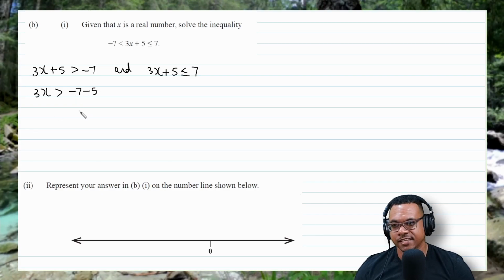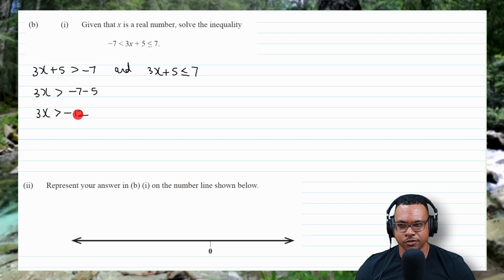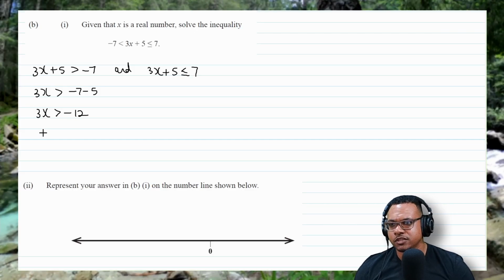Of course, the two signs are negative here, so you just add and keep the negative sign. So 7 plus 5 is 12, so that's negative 12. So we have 3x is greater than negative 12. And now we'll transfer this 3 across the inequality sign, and it's 3 multiplied by x. When it goes across, the operation will change to division. So we have x is greater than negative 12 divided by 3.